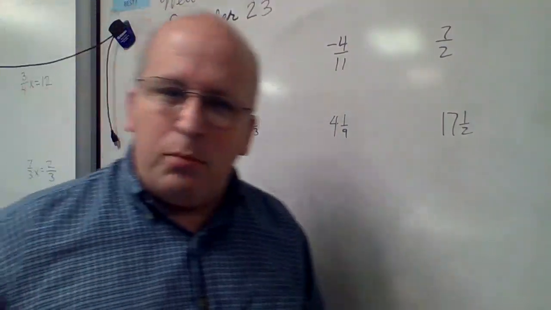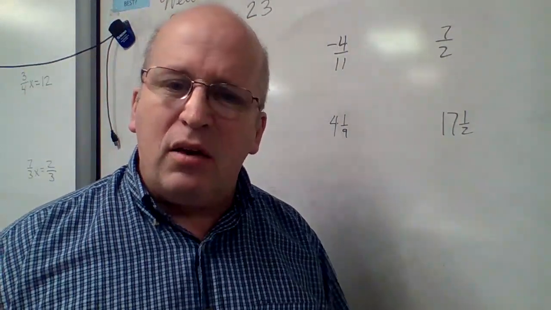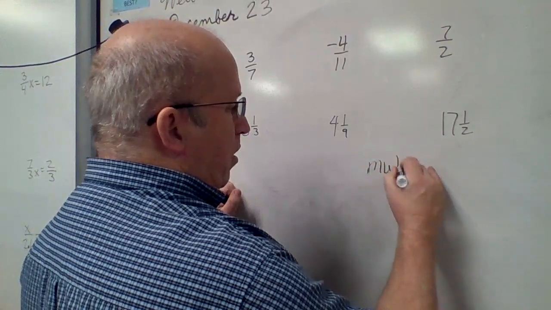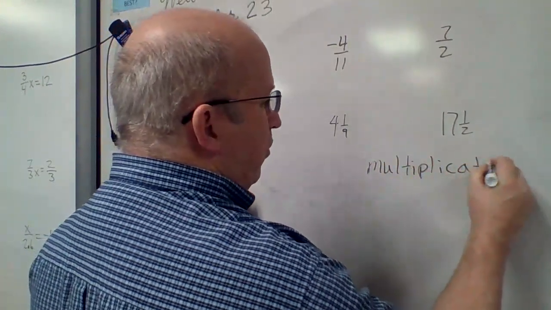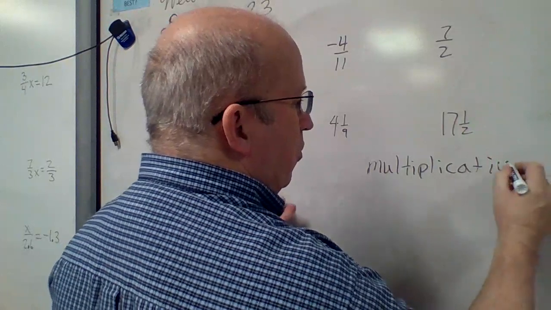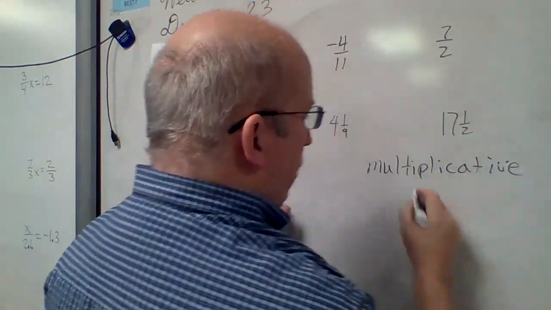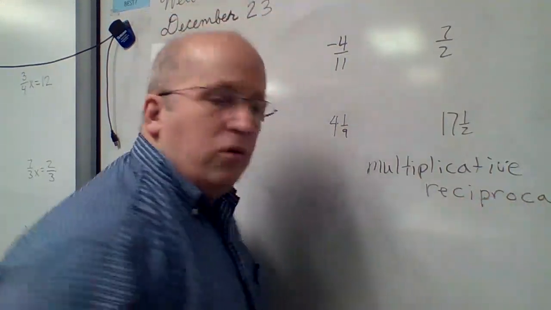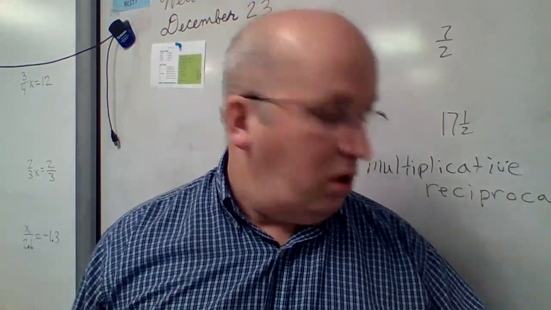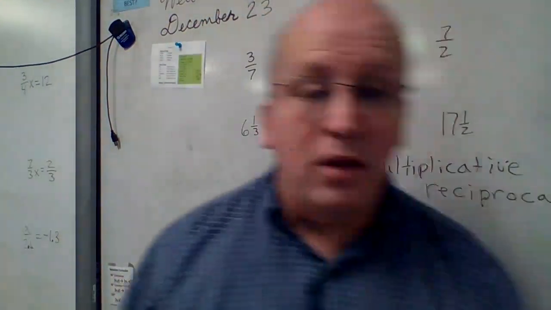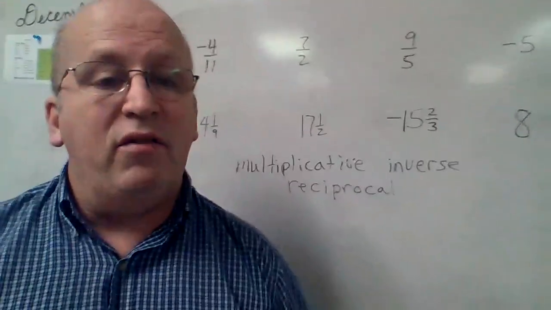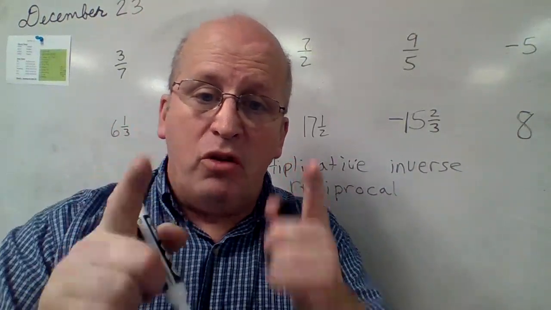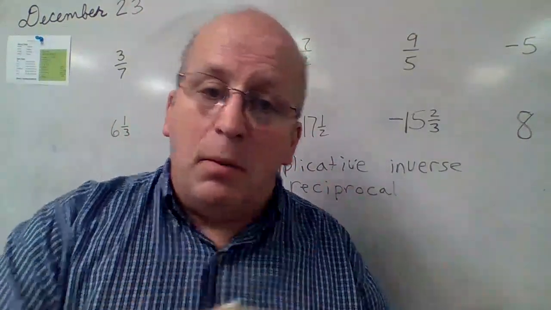Now, the first concept, what in the world is a multiplicative inverse, or it's also called a reciprocal? So I'm going to write that down here. Multiplicative inverse, otherwise known as a reciprocal. They're the same thing. Basically, the definition, if you look on page 258, says that multiplicative inverses are two numbers that when you multiply them together, you get the number 1.